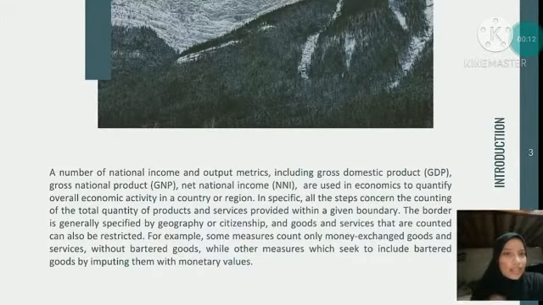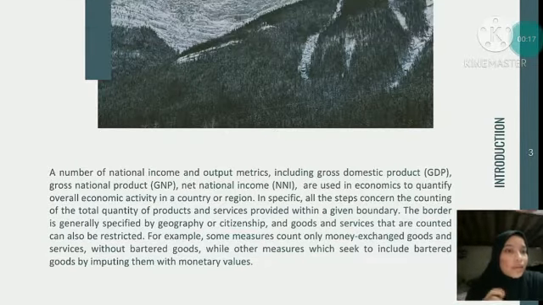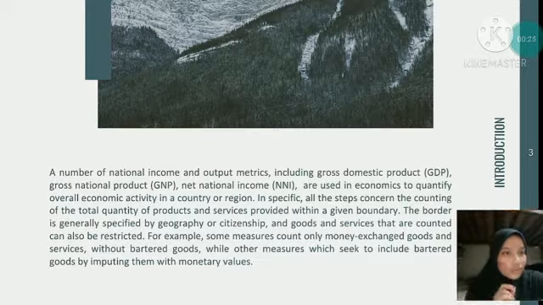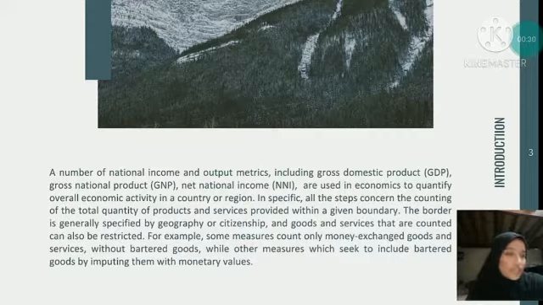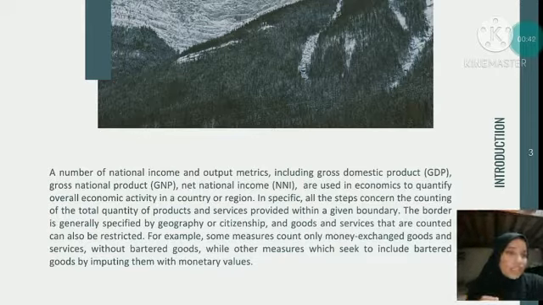So, the next one is a number of national income and output metrics, including gross domestic product (GDP), gross national product (GNP), and net national income (NNI), which are used in economics to quantify overall economic activity in a country or region. So, it's basically to measure all of the activities that they do in their countries or region by using all this type of measurement.